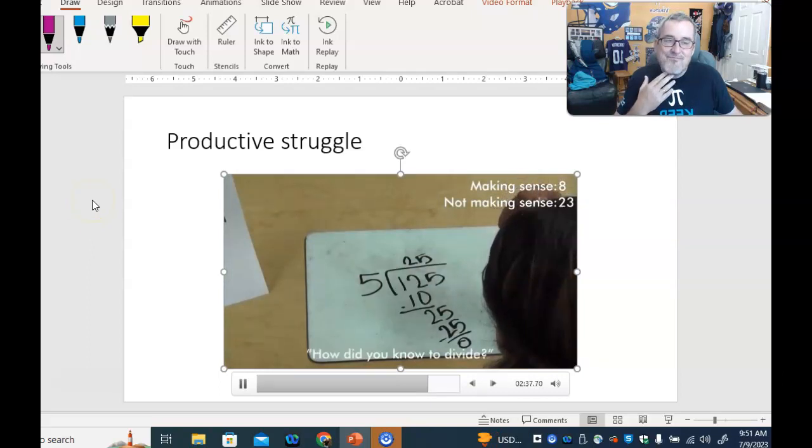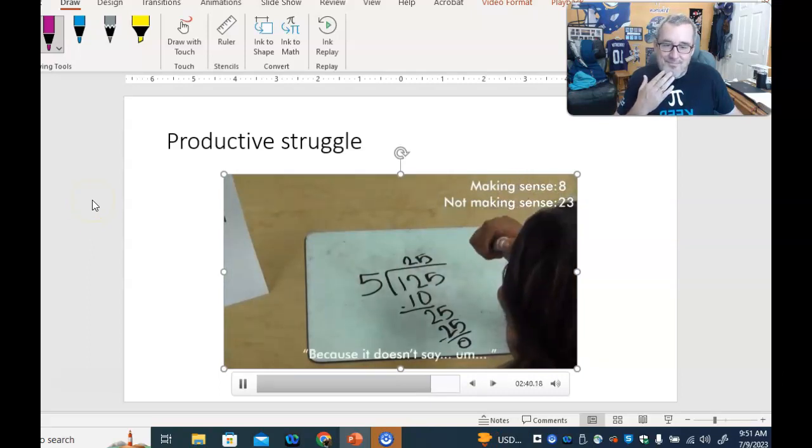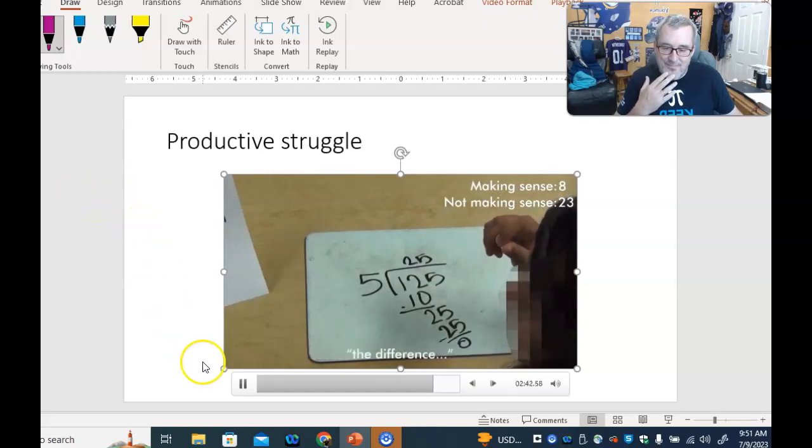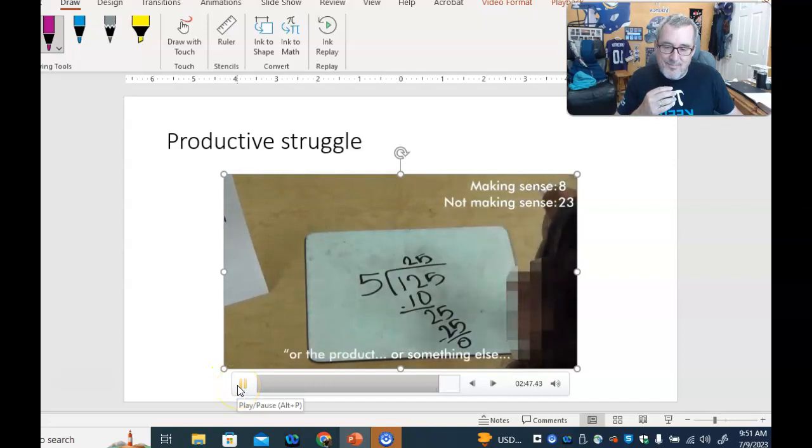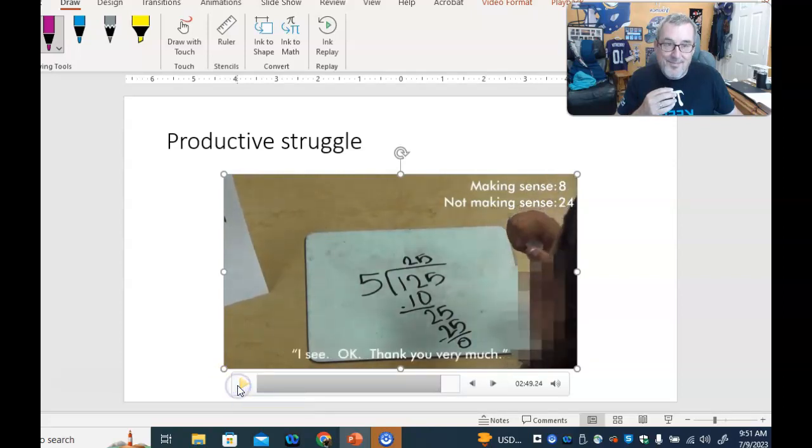Can you tell me, how did he know to divide? Because it doesn't say the difference, or the sum, or the product, or something. I see. Doesn't say. I'm looking for keywords. I didn't see sum or product or difference. I didn't see the keywords I'd expect, so I'll go with divide. And 125 divided by 5 works out evenly, so it is a setup in a way that division might be what a kid would naturally do, even though the problem makes no sense.